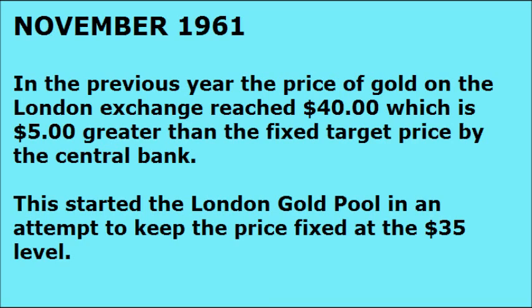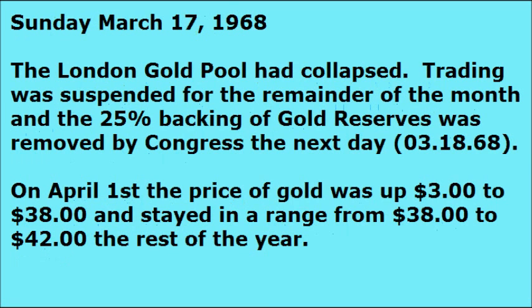November 1961. In the previous year, the price of gold on the London Exchange reached $40, which is $5 greater than the fixed target price by the central bank. This started the London Gold Pool in an attempt to keep the price fixed at the $35 level. That quick spike in 1960 to 40, well, that just created this.